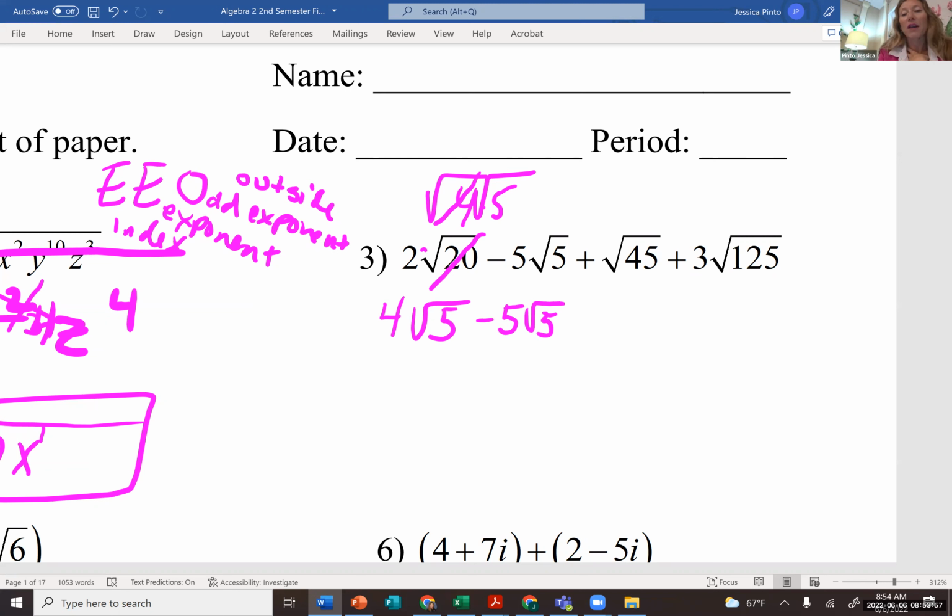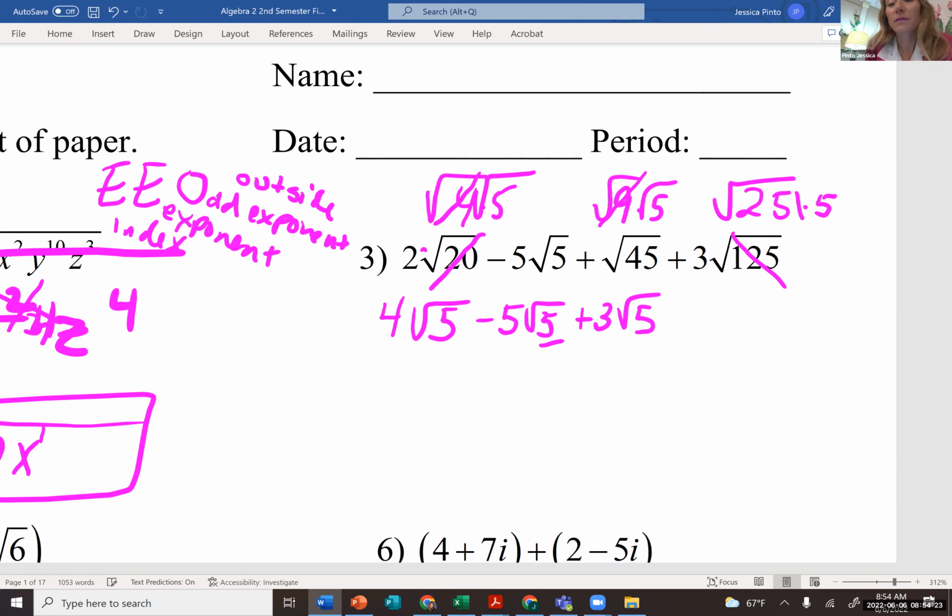So then I'm thinking of the 45. I want a square number, and I think I want 5. And so this works out nicely to 9 times 5. And the square root of 9 is 3. So this is plus 3 rad 5. Now with the 125, if I divide that by 5, oh yeah, that works out good. So that's going to be 25 times 5. And the square root of 25 is going to be 5. And I multiply that with the 3, giving me 15 rad 5.